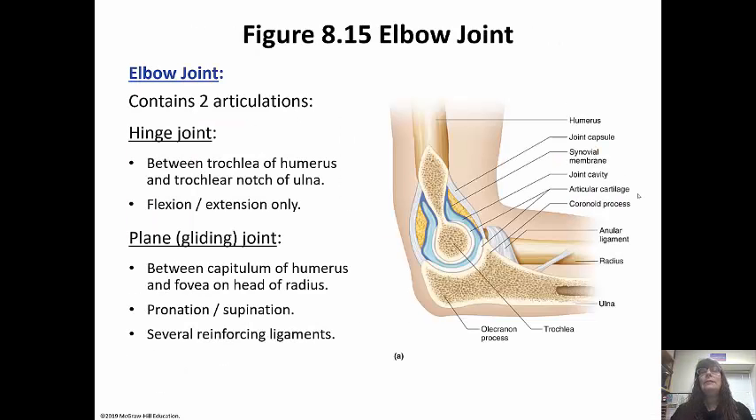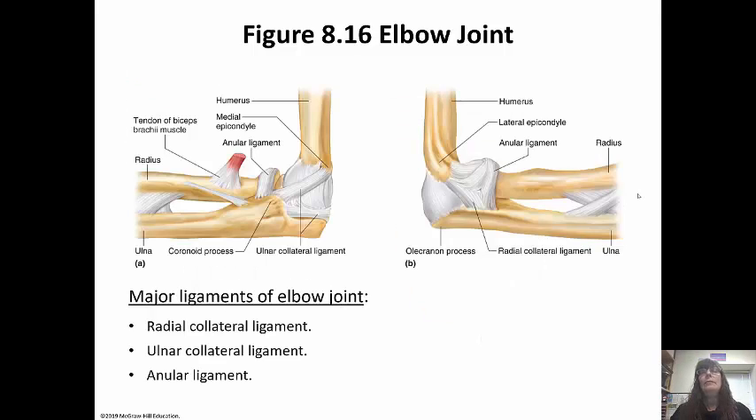The elbow joint contains two articulations. The hinge joint between the trochlea of the humerus and the trochlear notch of the ulna, and this provides flexion and extension only. And then the plane joint between the capitulum of the humerus and the fovea on the head of the radius. This is what provides that pronation, supination we were just talking about. And there's several reinforcing ligaments here as well. The major ligaments of the elbow joint that we care about are the radial and ulnar collateral ligaments and the annular ligament.